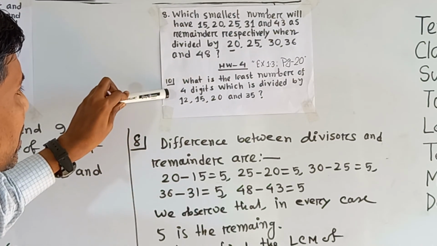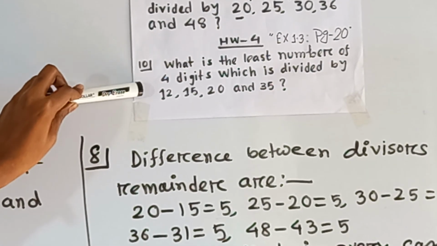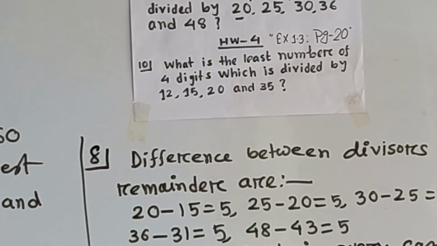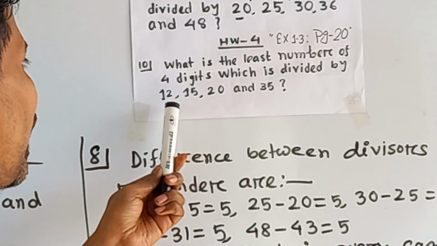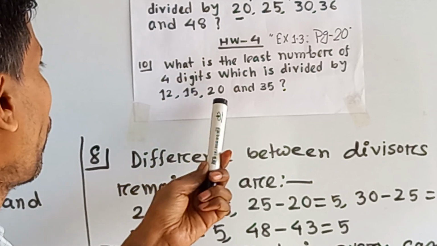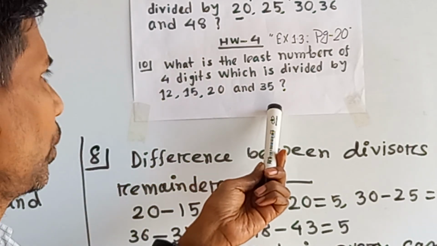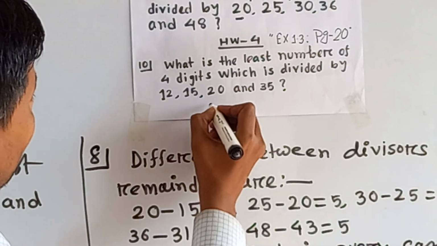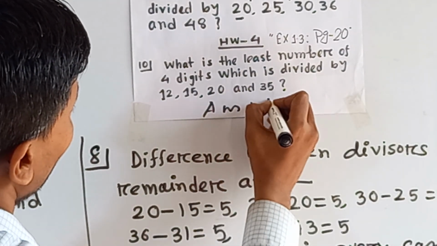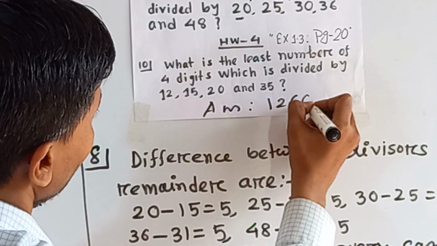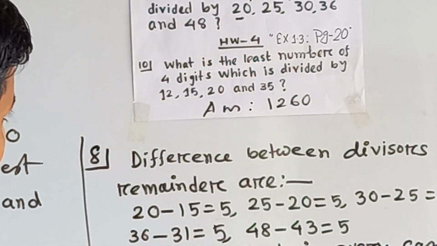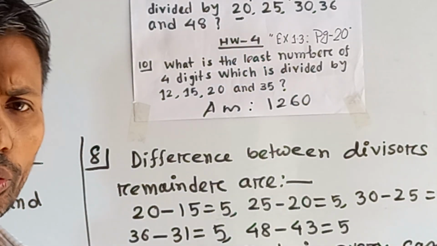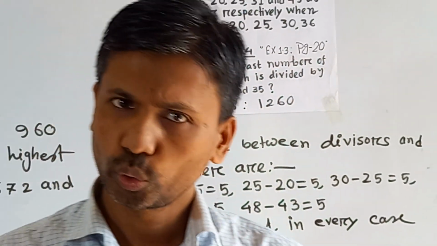What is the least number of 4 digits which is divisible by 12, 15, 20 and 35? Okay, student, and this answer is 1260. Okay, student, you follow the class and do the HW.